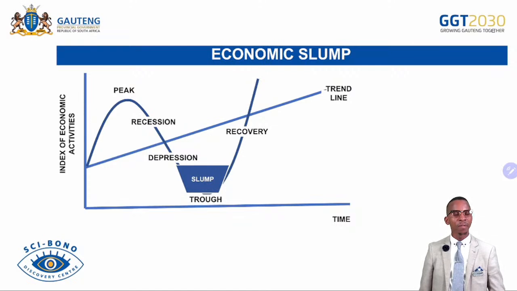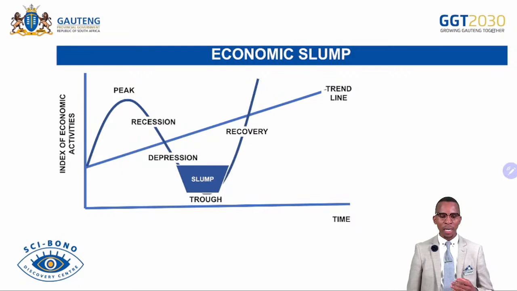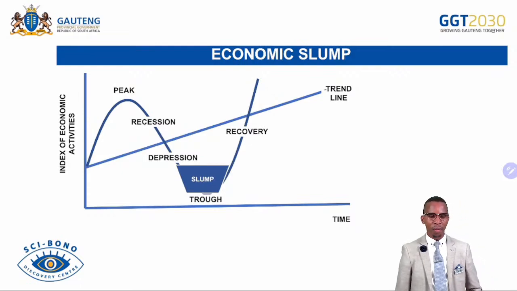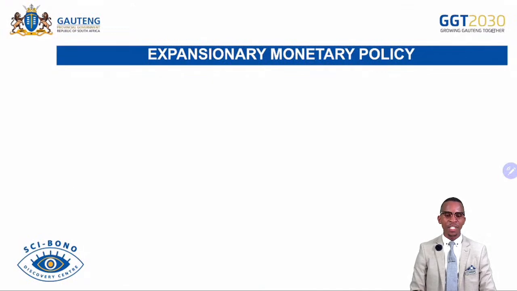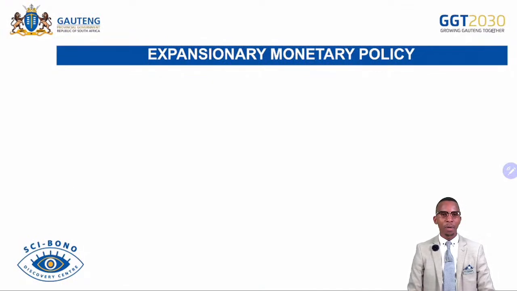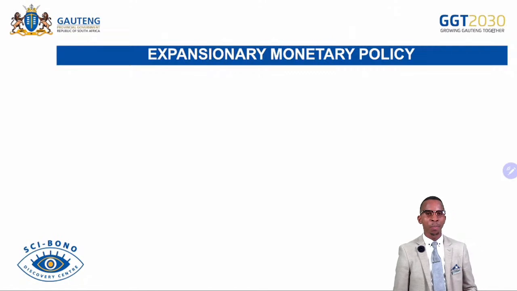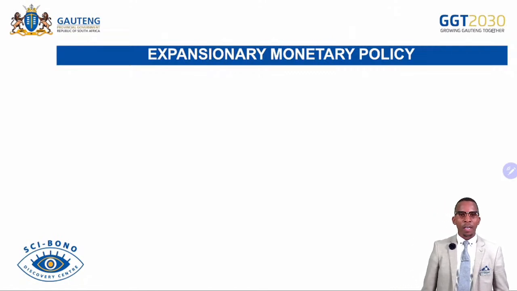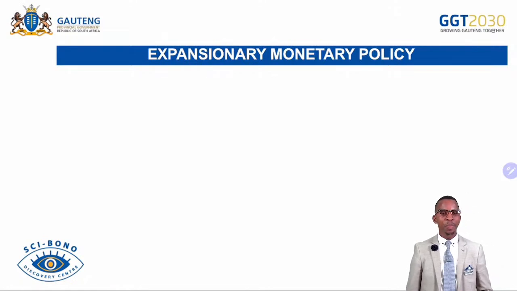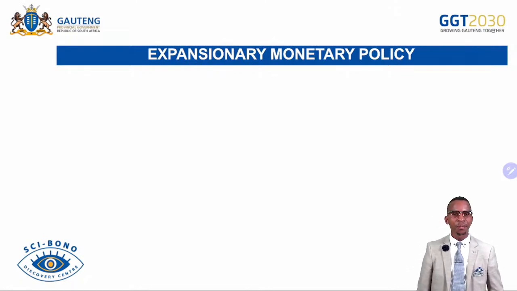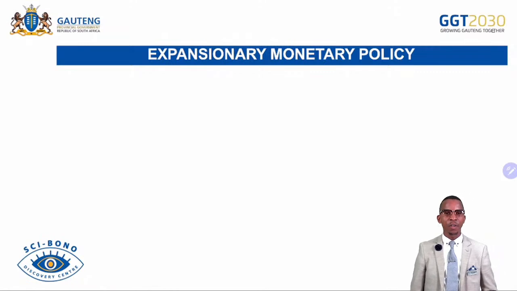So one should intervene. So the government and the central bank can intervene to smooth the business cycle so that it can be able to recover. Let's see what should be done. So in this case, we apply the expansionary monetary policy. Remember, expansionary monetary policy is the policy used by Reserve Bank to improve economic performance. In this case, there will be decrease in repurchase rate, decrease in cash reserve requirement.